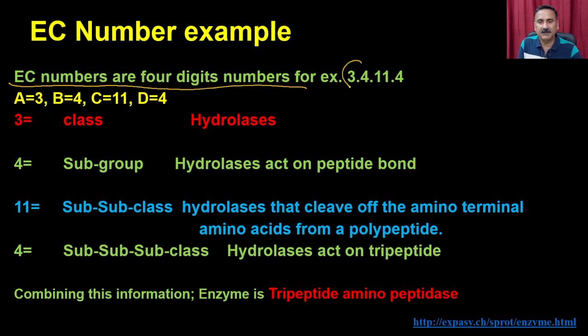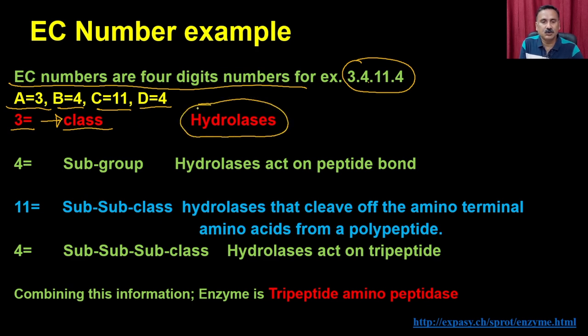So for example, this is the EC number 3.4.11.4. So what it says is A is equal to 3, B is equal to 4, C is equal to 11, and D is equal to 4. So when it says A is equal to 3, 3 corresponds to the class of that particular enzyme. If the class is 3, then the enzyme belongs to a group which is called the hydrolases.